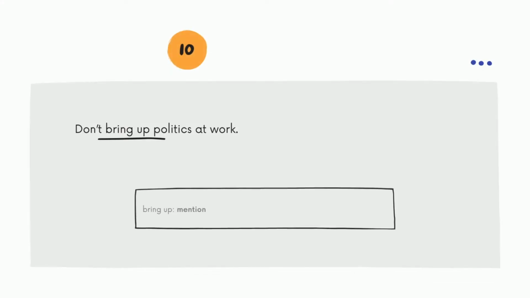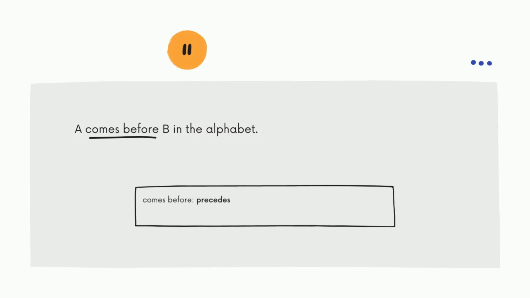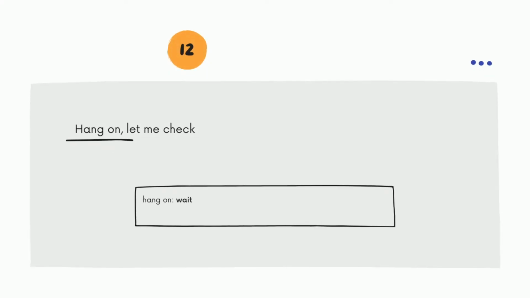Don't bring up politics at work. Bring up here means mention. Next one. A comes before B in the alphabet. Comes before here means precedes. Hang on, let me check. Hang on here means wait.